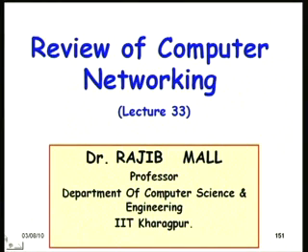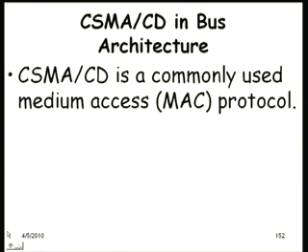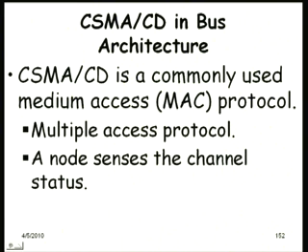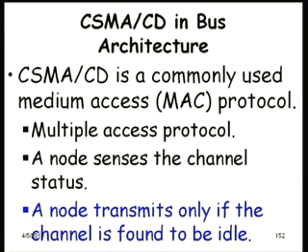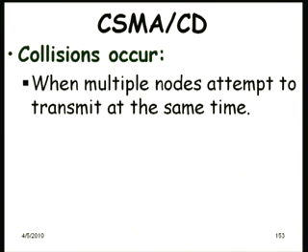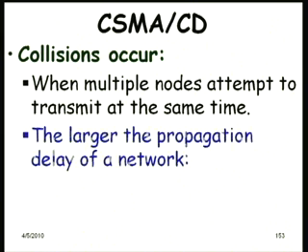We will spend an hour to review some computer networking issues, which will appear again and again in our discussions later on. So, CSMA/CD is a multiple access protocol. We will not spend time on it, because the requirement for this course was a basic course on computer networking. So, this is the medium access protocol. A node senses the channel status, and if the channel is found to be idle, then the transmission begins. When multiple nodes attempt to transmit at the same time, collisions occur.